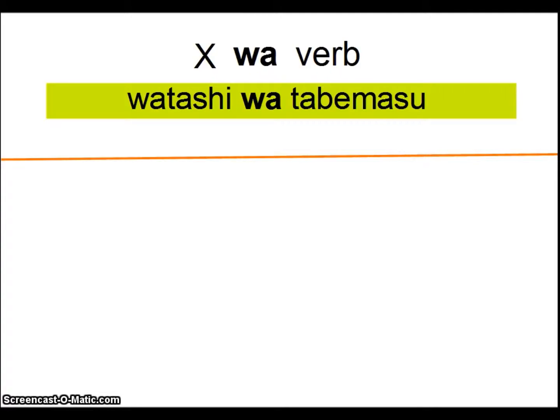So an example would be watashi wa tabemasu. I eat, and this can also mean I will eat, because this form of the verb either just means habitual action or future, so like I will eat. But if we want to have another object in the sentence, like you want to say I eat something, I eat an apple, I eat cake, I eat ice cream: X wa Y o verb.